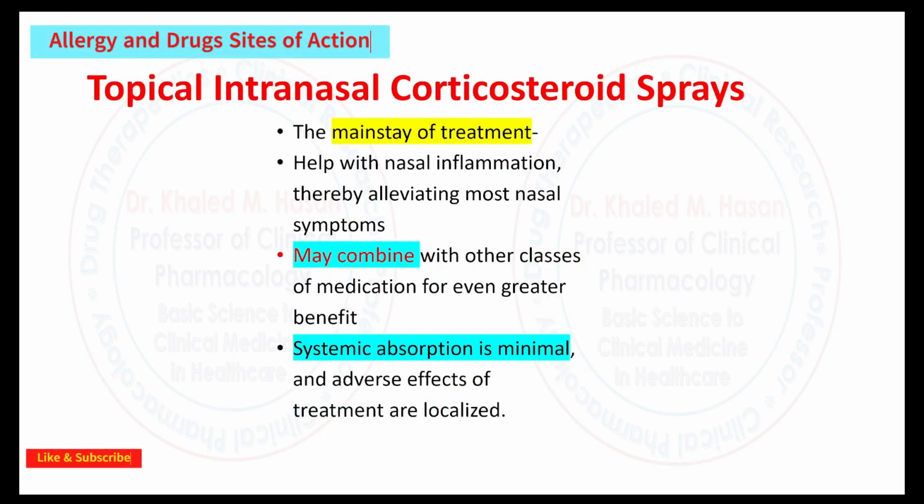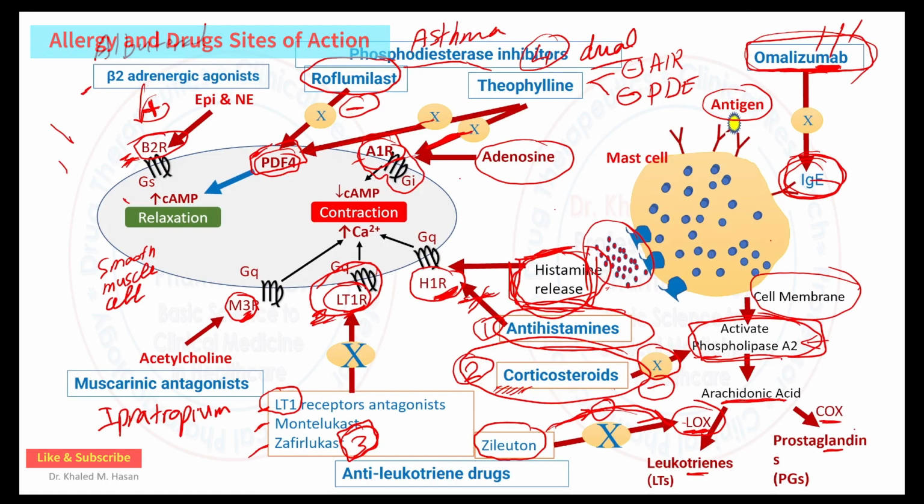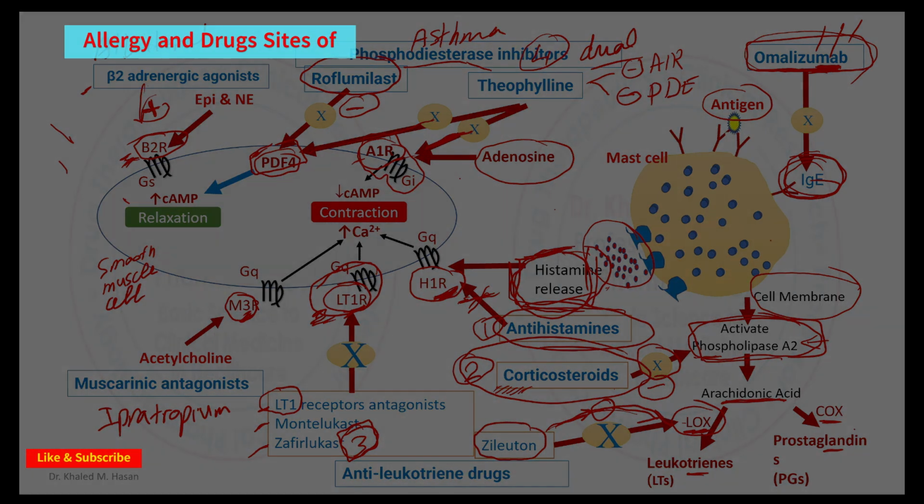Okay, so we're done with this one. I will go back to the previous one. We need to remember this map: mast cells, smooth muscles, what type of receptor, what type of enzyme.